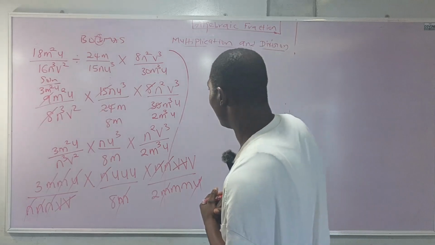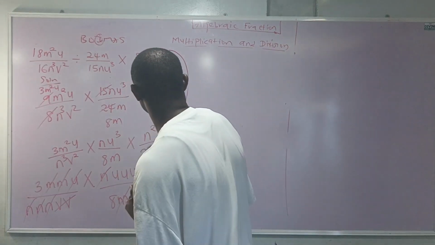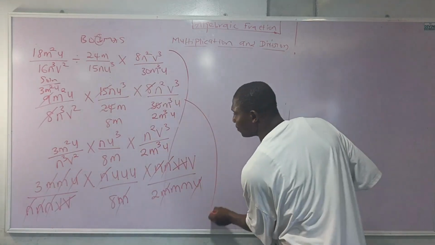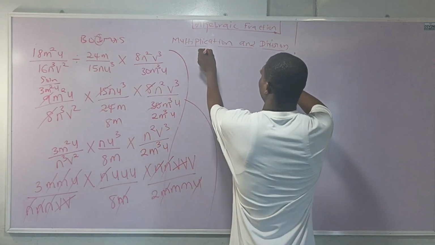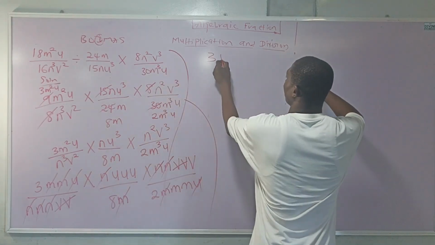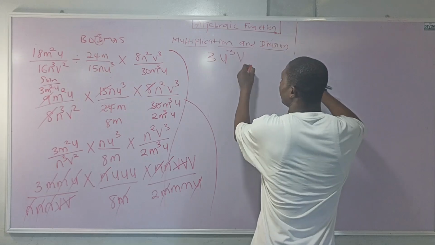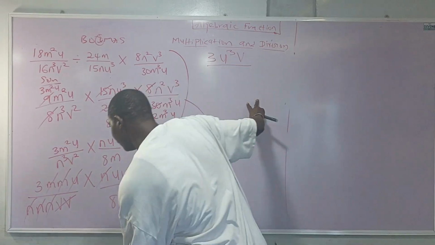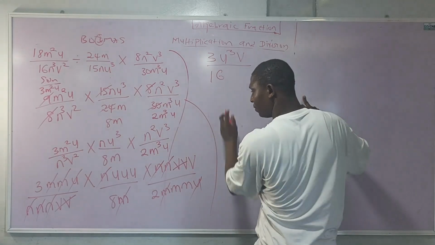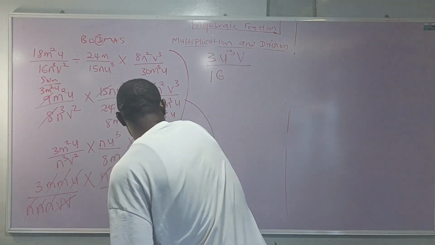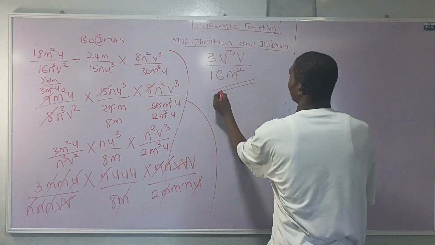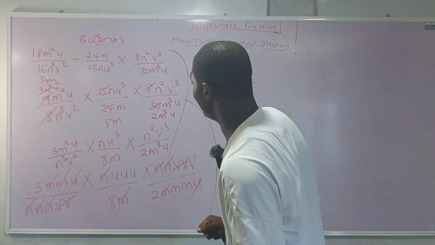So I still have u. I have u occurring 3 times. So my final expression now will be u raised to power 3, v, all over 8 times 2, which is 16, m squared. And this is my final answer for this question.